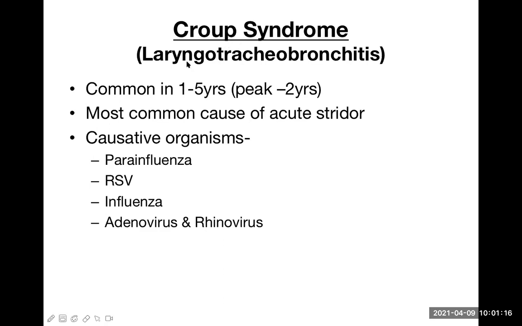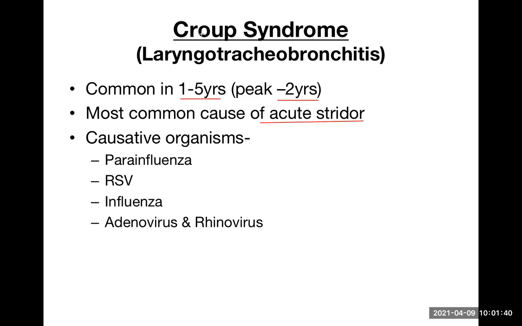Now see there, laryngotracheobronchitis is also known as croup syndrome. It is common in the age group of 1 to 5 years, but the peak is around 2 years. That means it is more common in the 2 year age group or less than 2 years. The most common cause of acute stridor in the pediatric age group is croup.